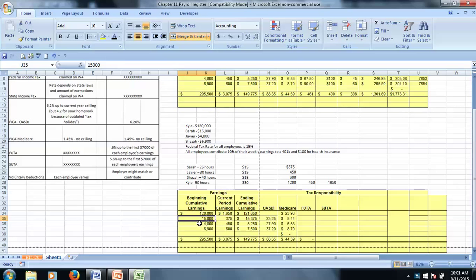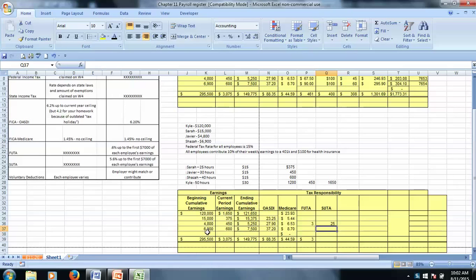So let's take a look. In the case of Javier, at the end of the period, did he go over the $7,000 ceiling? And the answer is no. That means that all of his current period earnings are subject to the FUTA and SUTA taxes. So the calculation for the FUTA, according to our table, is 0.6% times any amount between the beginning and the ending, which is less than $7,000. So all 450 is less than $7,000. In the case of SUTA, it is the same, but the calculation is 5.6% times the current period earnings, which would make us responsible to pay into the state unemployment insurance fund $25.